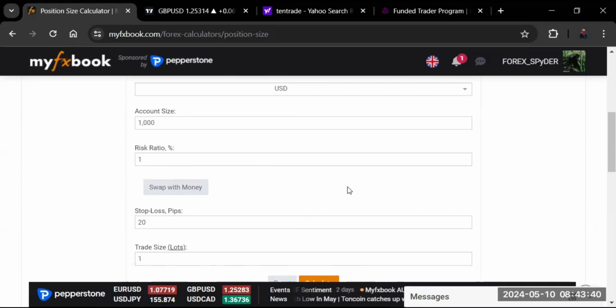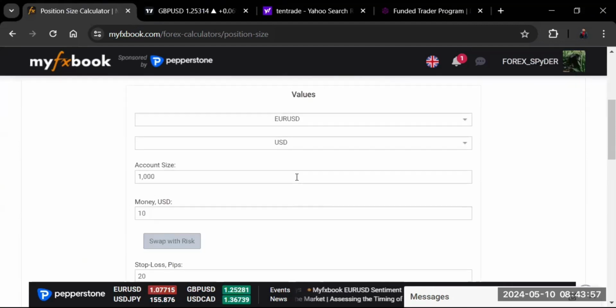Then the second option for you to calculate the amount of risk you are willing to trade, or how to use the appropriate lot size for your trading account, is for you to click on swap the money. Okay, let's do that and see what will happen. When you swap the money, this will allow you to determine the particular amount of money you want to risk on that trade.